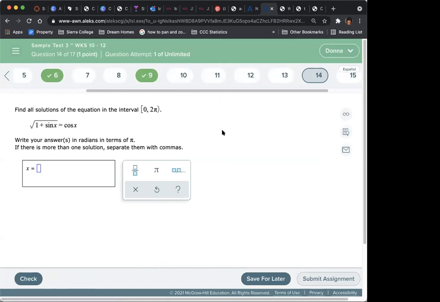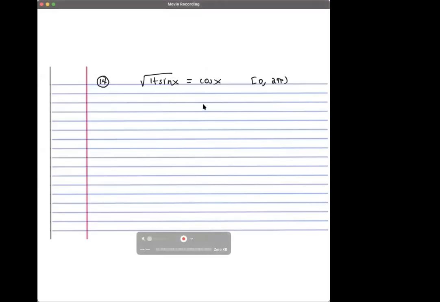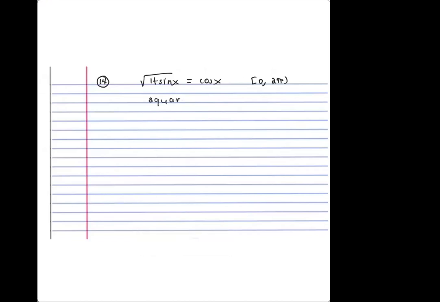So 14 is the square root of 1 plus sine x equal to cosine of x on the interval from 0 to 2 pi. In this particular case, we have a square root of a trigonometric expression. So in order to free the trigonometric expression, I've got to square both sides. But I know that whenever I square both sides, I have to be careful that I'm not introducing answers that might not work in the original. So when you square both sides, note, check in the original.